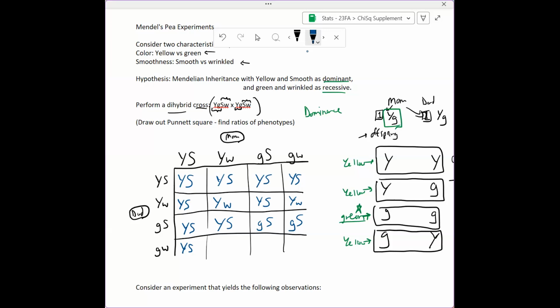And the last row, green wrinkled from dad. So basically whatever mom gives is what we're going to end up with. The yellow is dominant over the green, and the wrinkled, because we have wrinkled, is what shows up in the phenotype. Mom's green meets dad's green, and the offspring is colored green. Smooth versus wrinkled, smooth is dominant. Green wrinkled versus green wrinkled, there's our green wrinkled.